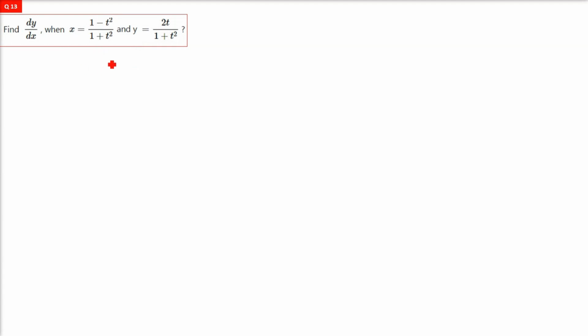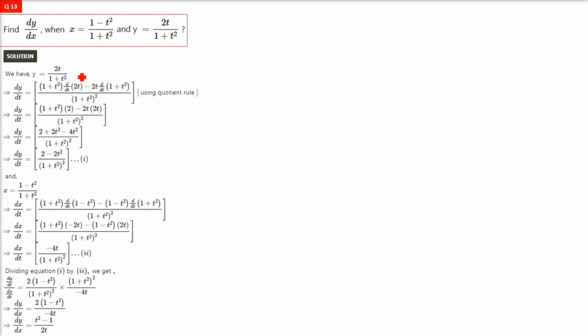We have taken a lot of time in the previous question. It is exactly similar or almost similar to this one. So I'm just skipping it. You have to differentiate with respect to t using the quotient rule. dy by dt will come, similarly dx by dt will come, and then we will divide them, and finally t square minus 1 by 2t will come.